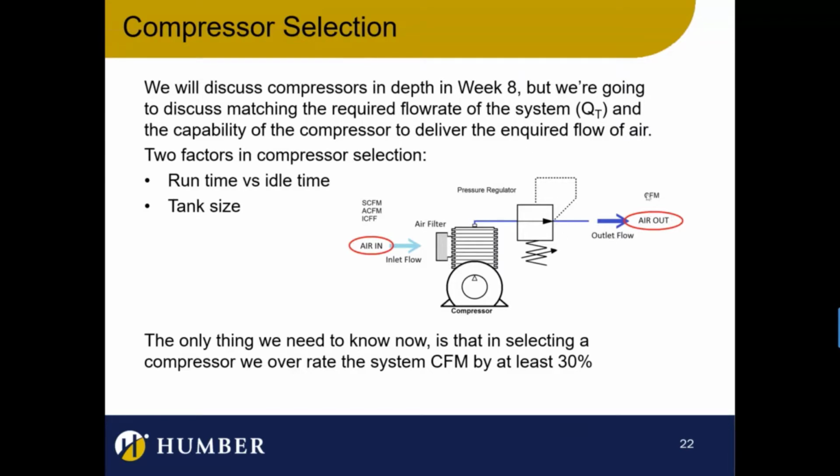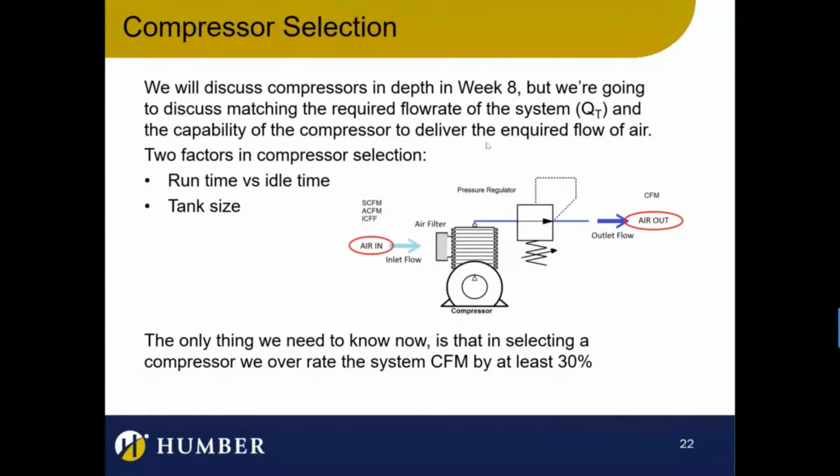So the flow rate coming out of here, the CFM, is the air we are really interested in. We're not interested in the air flow into here. We're interested in the air flow out of here, and that actually depends on what we set the pressure to, which is so cool. But I'm not going to talk about that until we get into the gas laws. We're just going to say whatever the air out of here is, that is the rating of the compressor.